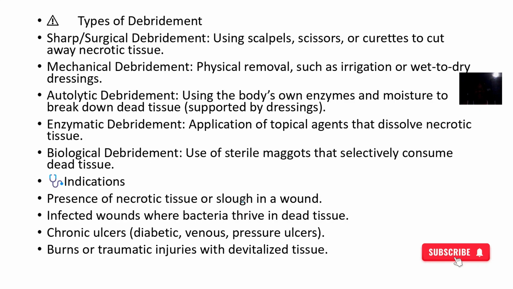So types of debridement: we have the sharp or surgical debridement using all those scalpels, scissors, curettes. We have the mechanical debridement, which is physical removal, such as irrigation or wet to dry dressings. We have the autolytic debridement, which is using the body's own enzymes and moisture to break down the dead tissues. Then we have the enzymatic debridement, which is application of topical agents that dissolve necrotic tissues.